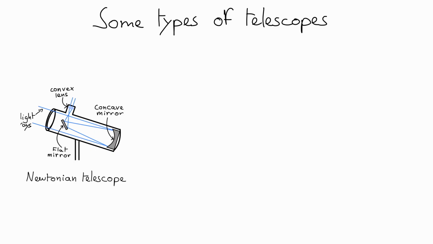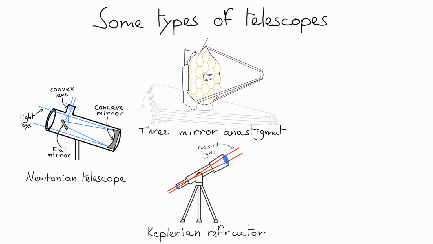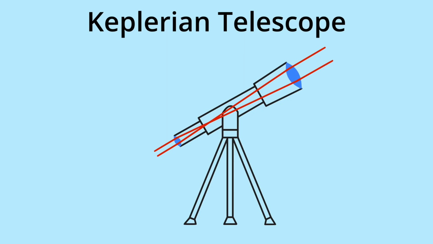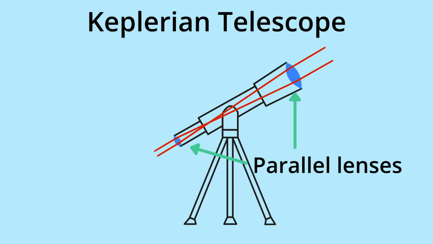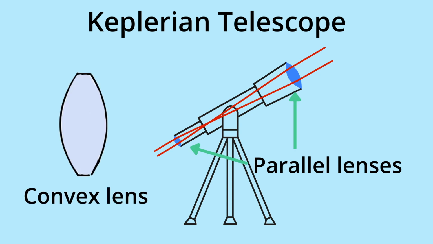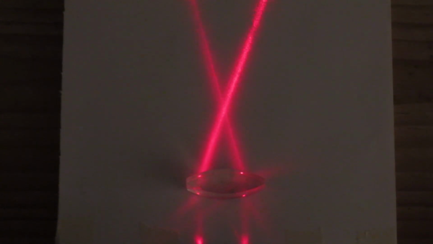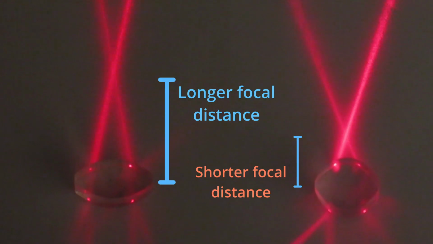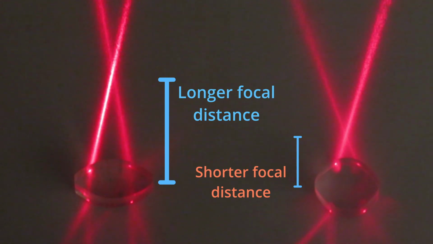There are many telescope variations, although one that delivers great results despite its simple design is the Keplerian telescope. This telescope uses two parallel lenses that bulge outwards, also known as convex lenses. In this experiment, we see that when light enters a convex lens, it bends inwards or converges. If the rays of light are parallel, we can define the focal point and focal distance. The thinner the lens is, the bigger the focal distance.